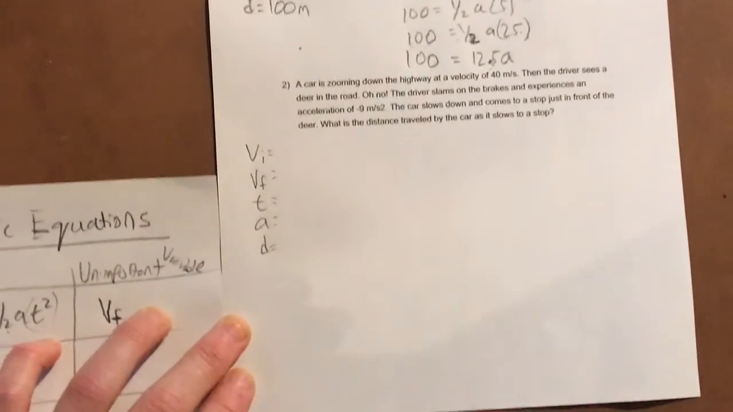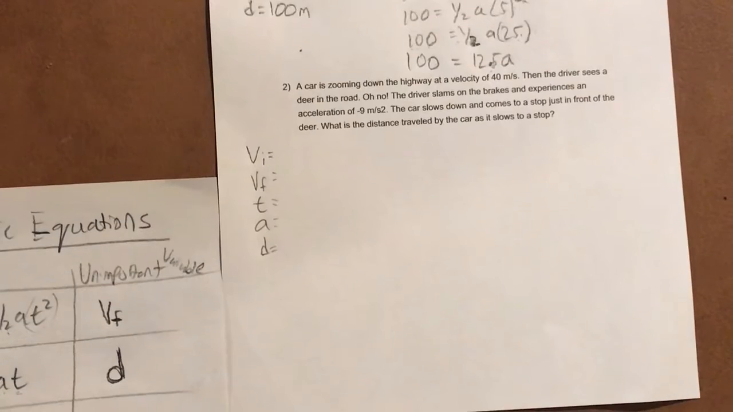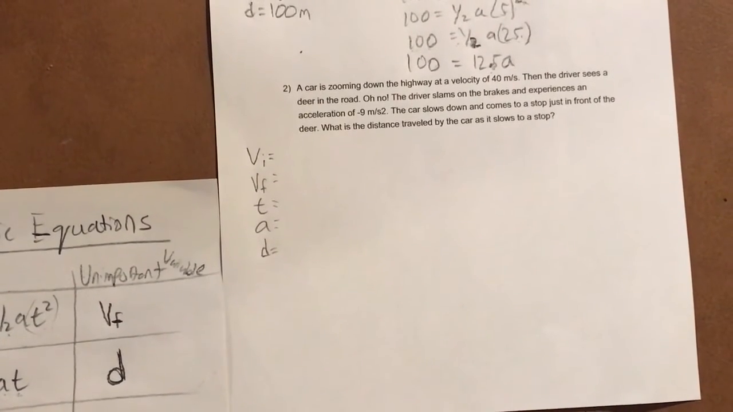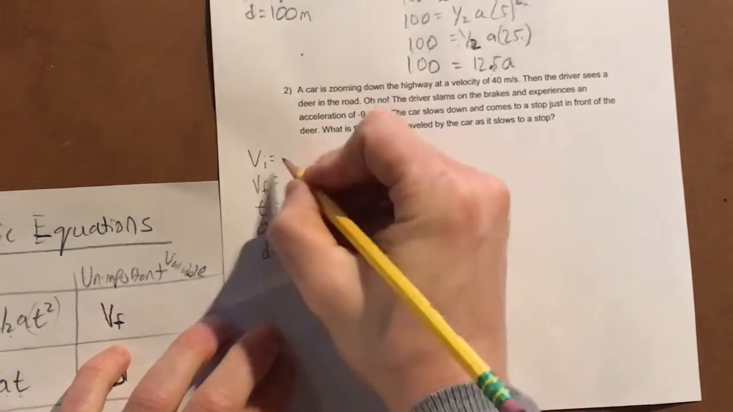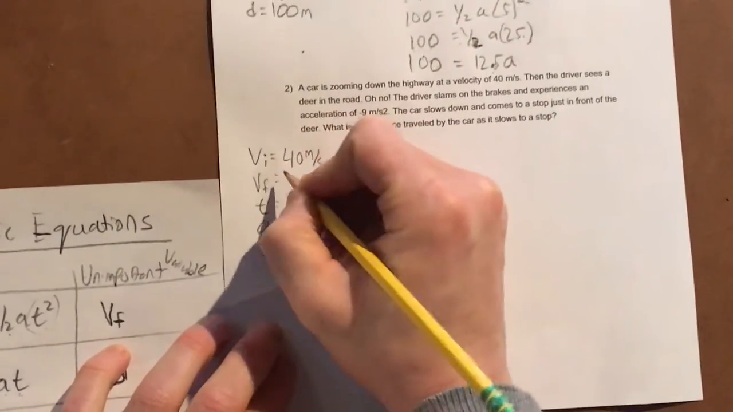And now we'll go read the question, and we could fill in that list as we read the question, okay? So it says a car is zooming down the highway, again, at a velocity of 40 meters per second. So it's starting off the problem with a velocity in the beginning of the problem here. So we could assume that because it's starting off the problem with a velocity of 40 meters per second, that is our initial velocity, okay?